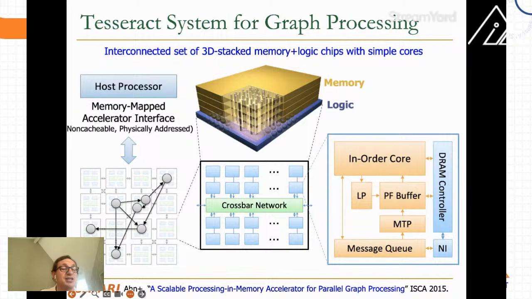So what does this distributed system look like? Inside the logic layer of each cube, we have another distributed system, which is essentially an array of cores that are connected via some network. These array of cores can do computation. But what we do in the system is that each core has ownership of the memory in the stack on top of it. If one core wants to execute a function on a data item that belongs to some other core, that core needs to send a message to the core that owns that data.